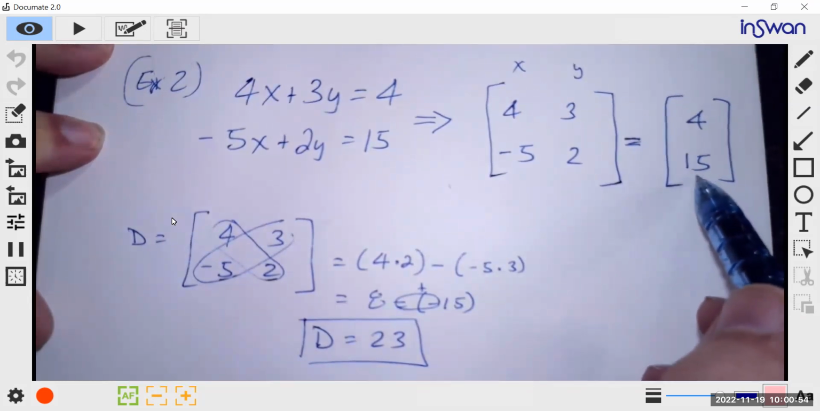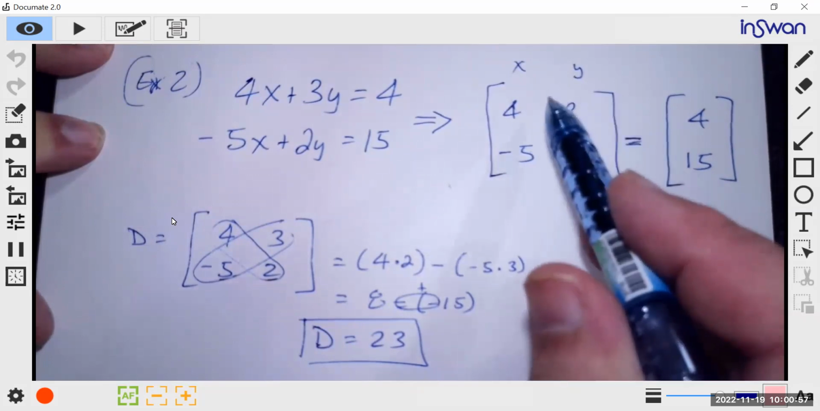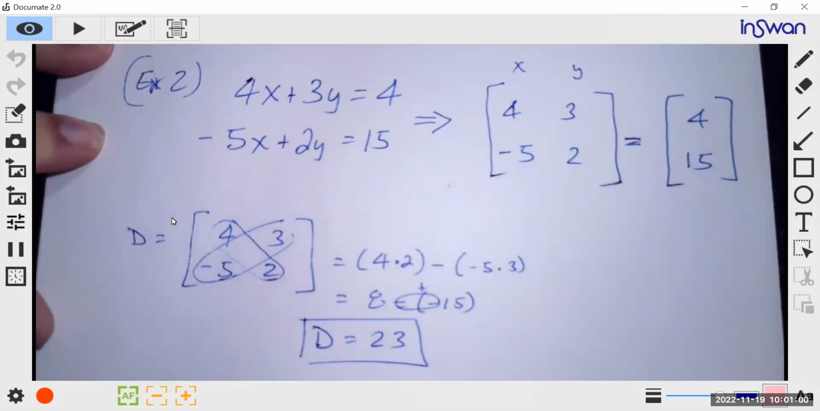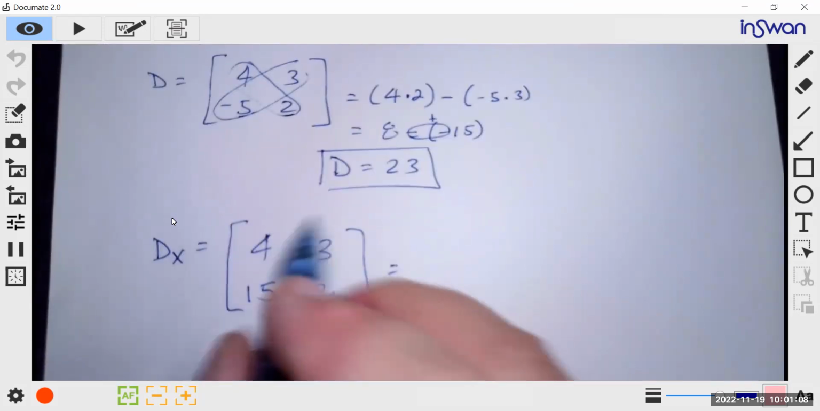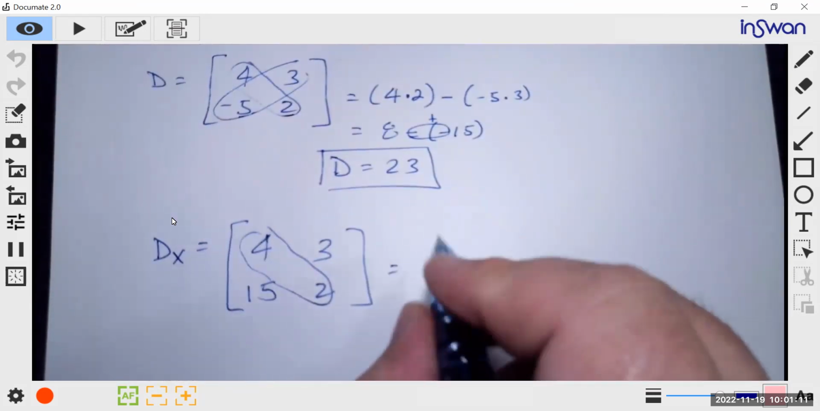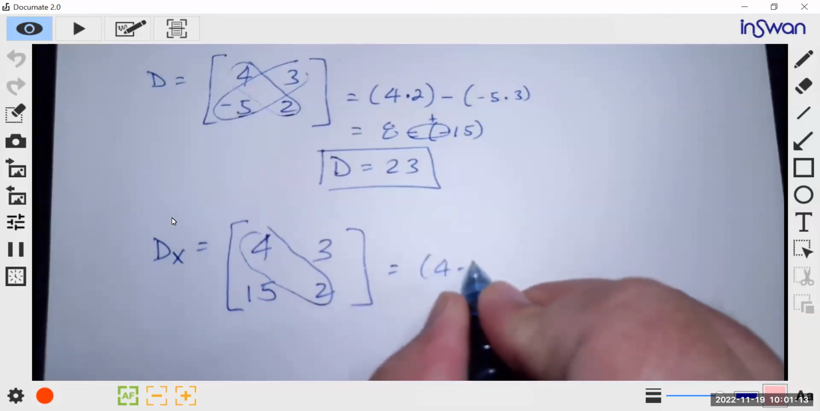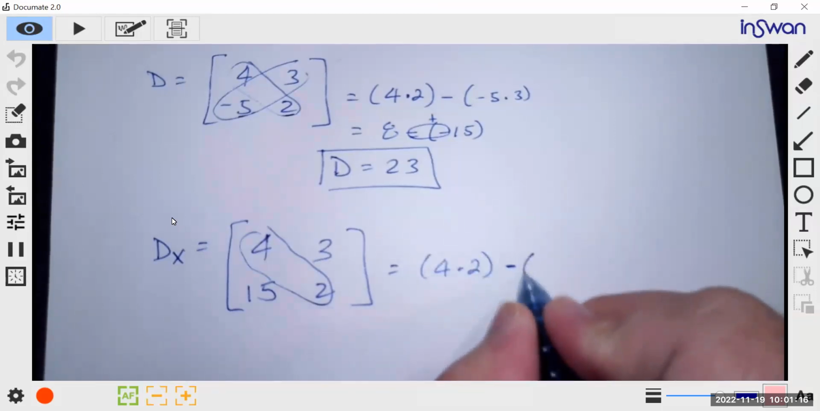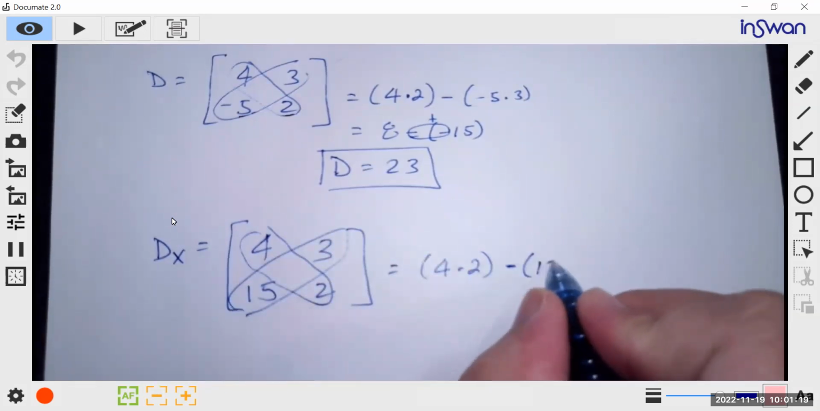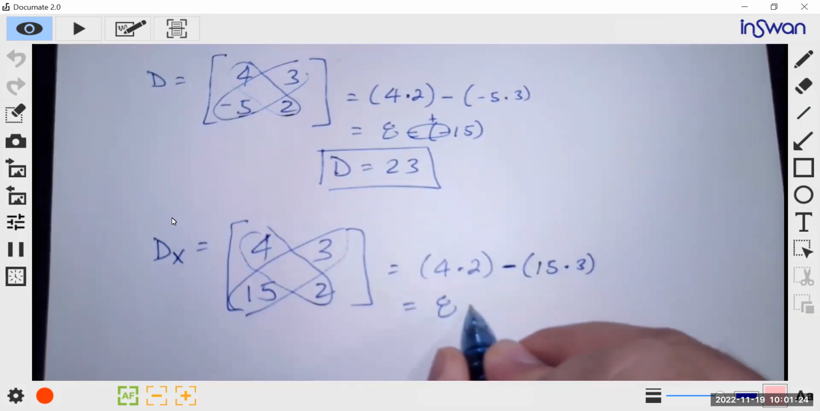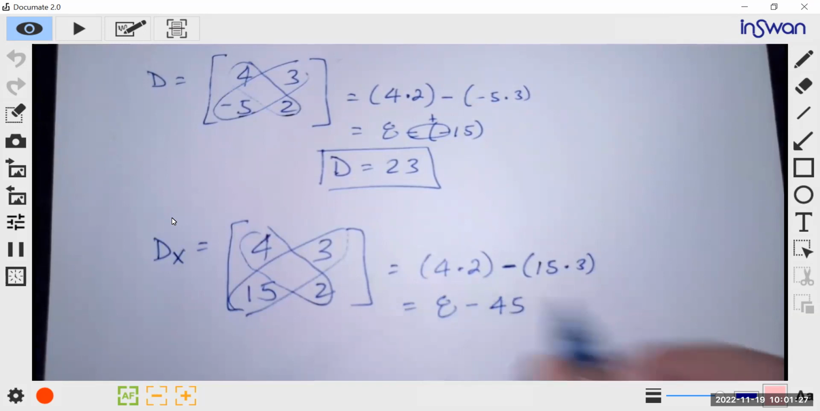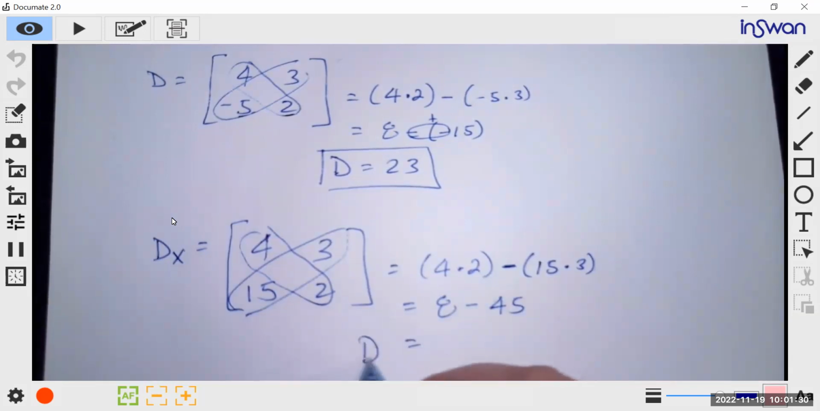For Dx, I take the answer and put it in place of x. So my first column is going to be 4 and 15. Leave the y's alone: 3, 2. Four times 2 minus 15 times 3. 8 minus 45. So Dx is negative 37.